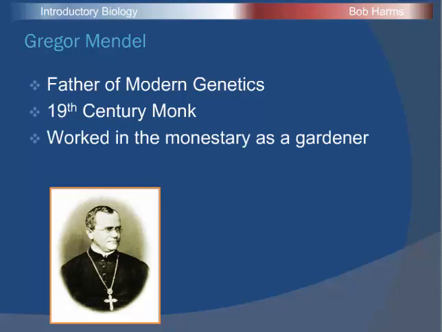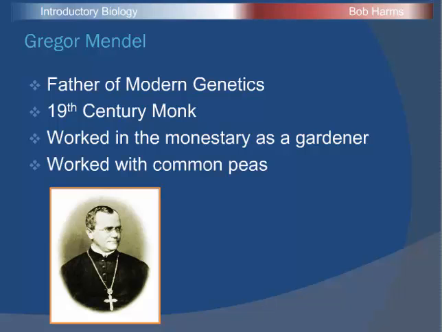And in the monastery, he worked as a gardener. And so part of his job was to tend to the garden. And one of the things that really got him interested in this idea of genetics was noticing that as he grew vegetables from one season to the next, certain traits seemed to get passed on, other traits didn't get passed on. Or perhaps a certain trait would disappear for a couple generations only to reappear 2 or 3 summers later. And so that really got him interested in this genetics topic.